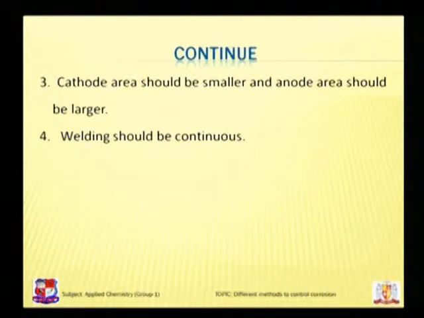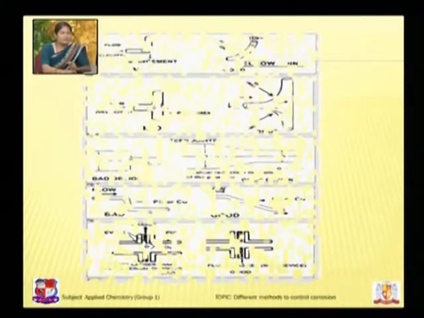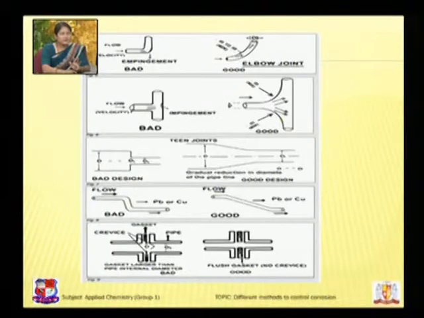As we have seen, cathodic area should be smaller and anodic area should be larger. Welding should be continuous. The presence of crevice between the adjacent parts should be avoided. Again, this is another example of different designs of articles which are used to prevent corrosion.